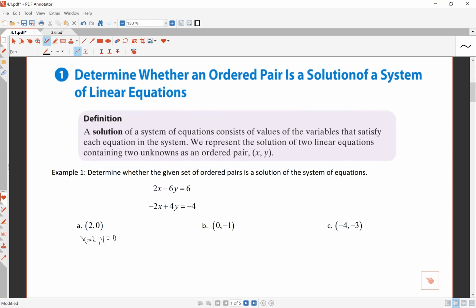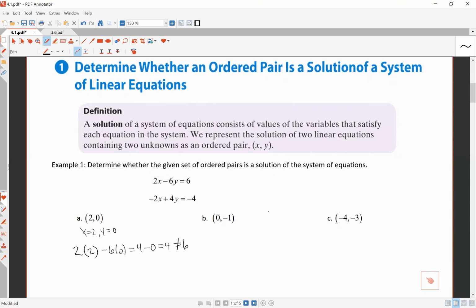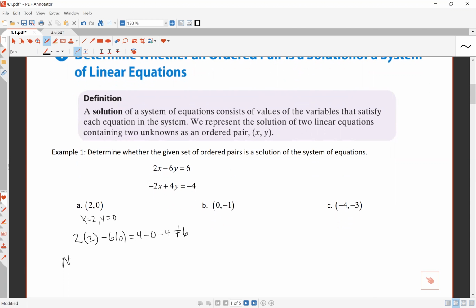So we plug it into the first equation and get 2 times 2 is 4, minus 6 times 0. 4 minus 0 is 4, and we were wondering if it was equal to 6, and it's not. So it's not even a solution to the first equation, so we can go ahead and stop and say, no, (2, 0) is not a solution to the system.